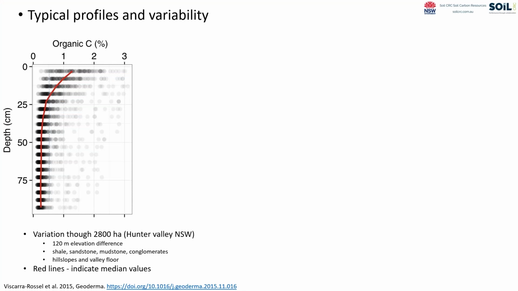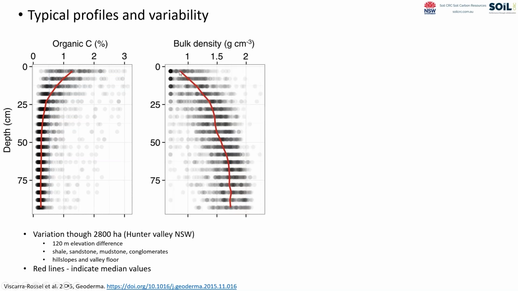Here's a study from the Hunter Valley, 2,800 hectares with various parent materials and quite a range in elevation of 120 metres from hill slopes and ridges to valley floors. Concentration of carbon at the surface and decreasing with depth. All those black dots are the many holes that they dug, but the median value is the red line here, fading away. Bulk density, mentioned before, tends to increase with depth.